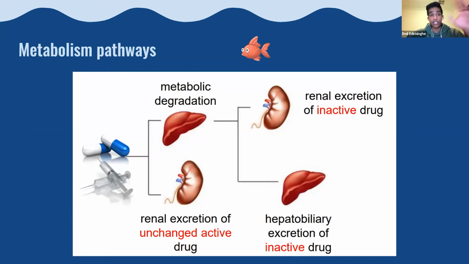So now we get on to the second stage of this, which is about metabolism pathways. This diagram is from our lecture last year, and it summarizes it pretty well. You have a drug, and either it can be excreted straight away through your kidneys as the active drug itself, but a lot of active drugs aren't actually water soluble, so they cannot be excreted by your kidneys, which means that they have to undergo metabolic degradation. Metabolic degradation usually occurs in the liver, and as a result, it gets converted into a form that either can be excreted by the kidneys, or it can be excreted by the hepatobiliary system.